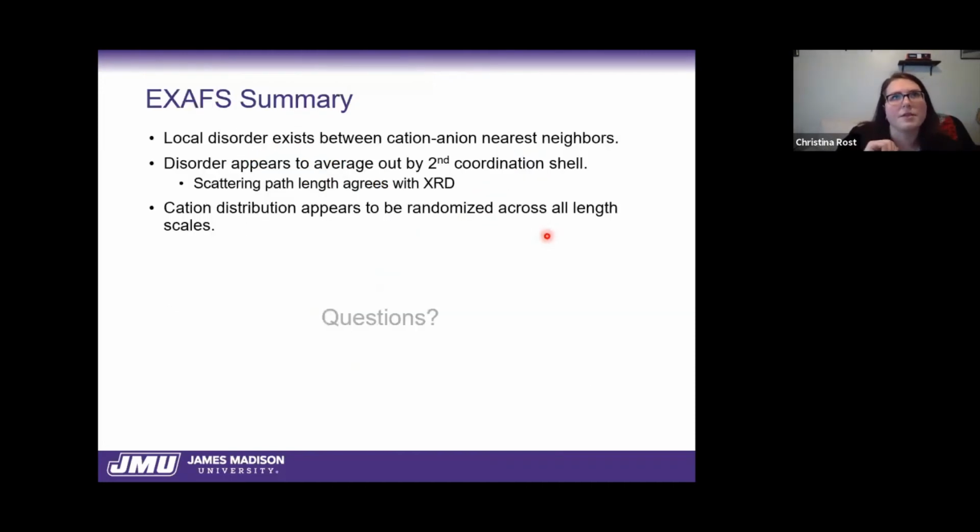So to summarize this, through EXAFS, we found that this local disorder exists between cation, anion, nearest neighbors, but it appears to average out by the second coordination shell. And we confirmed that by comparing the lattice parameter that we derived in EXAFS to that which we found using X-ray diffraction. And the other thing we found was that the cation distribution does appear to be randomized across all of our limited length scales. So with that, I'll ask for questions again.